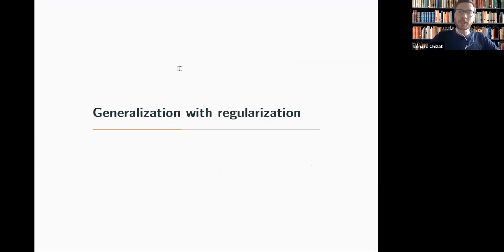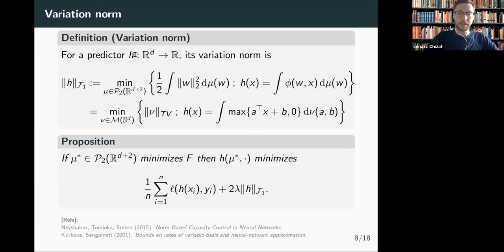An object which is important in the analysis of neural networks is the so-called variation norm. This is a norm on the space of predictors. So I take a function h from R^d to R. Its variation norm will be given by the minimum of the second moment over all probability measures mu such that h can be written as the two-layer neural network parameterized with the measure mu. So this is the object that naturally appears given our regularization term.